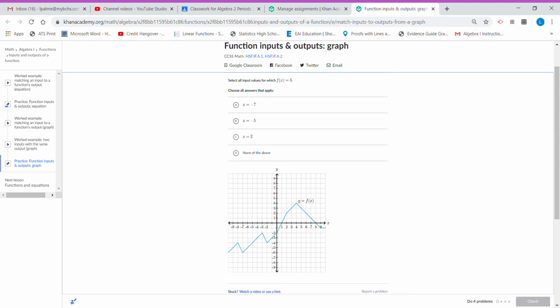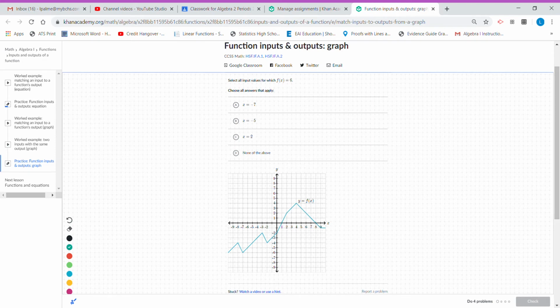Hi guys. Okay, so right now we're going to work on function inputs and outputs, but given a graph. Same concept applies. Here we have to select all values for which f of x equals 6. Now remember, f of x, where x is your input, okay, this is our function, x is our input, and 6 is our output. Remember, an input is x, and output is y. So we're given our y value.